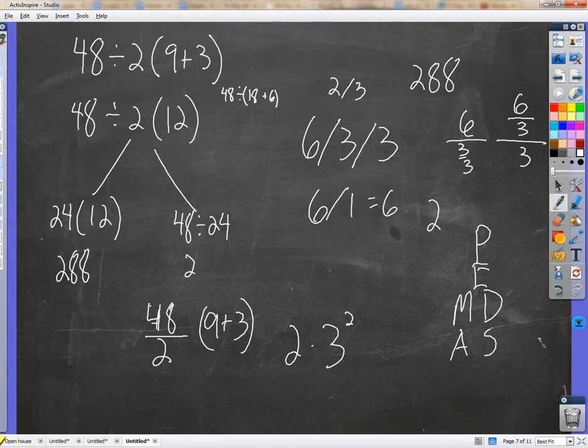Let's get in our seats. That's where we should be. This is not a stand up until the bell rings kind of class. Yeah, 2.1 and 2.2.